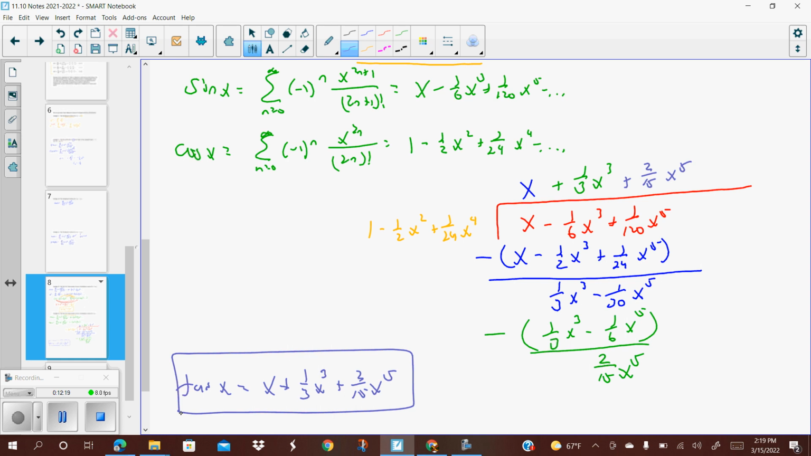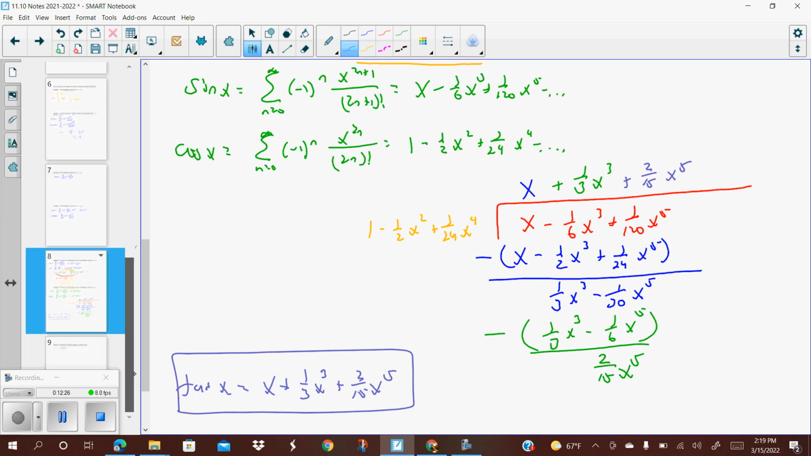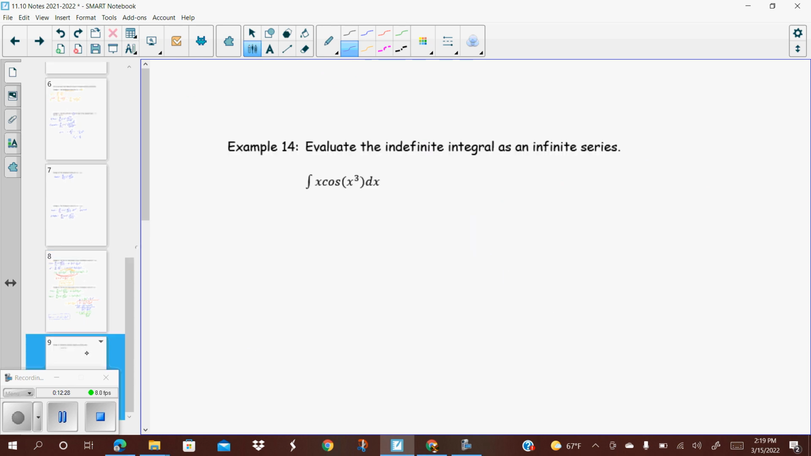All right, a couple more examples to go. Last 2 are a little bit shorter, so this should finish up pretty quickly here. Let's evaluate the indefinite integral as an infinite series. So I don't know if you remember, but a long time ago we did something where I was like, okay, we've got cosine of x cubed, even without the x out there. And I said, the only way to do this integral without a calculator is to create a series. And that's exactly what we have to do here.